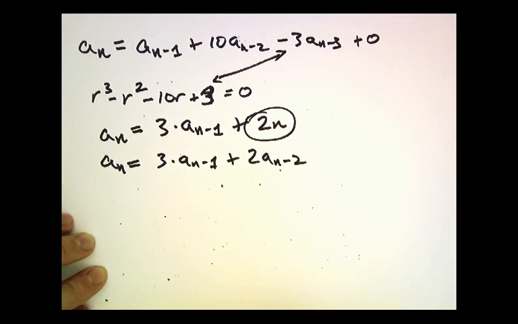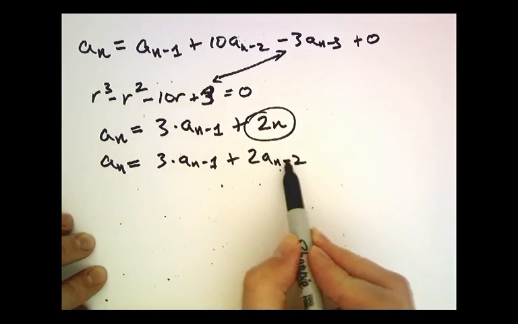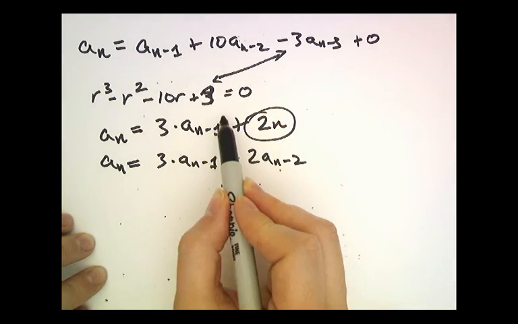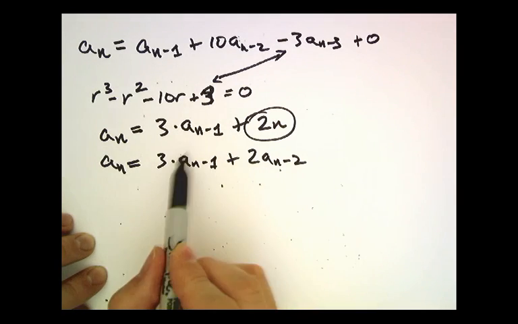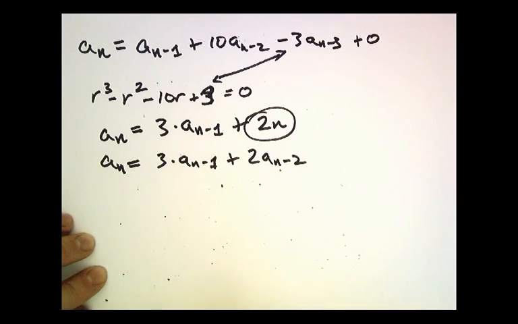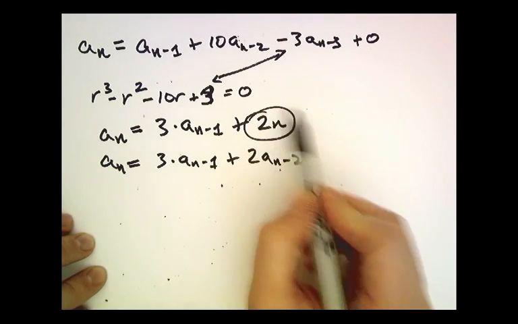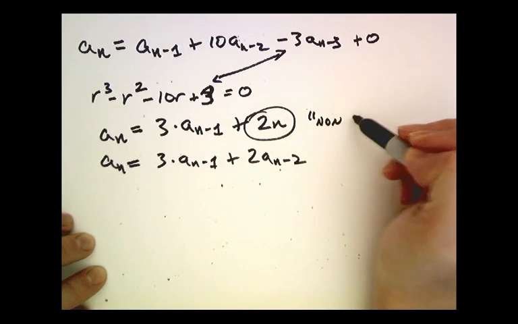So this is called a linear recurrence because none of these terms are squared here. If an minus 1 were squared, then it wouldn't be a linear recurrence. But this is a linear recurrence. None of the terms are squared or cubed. They're all raised to the 1 power. But we have this 2n sitting on here, so this makes it non-homogeneous.